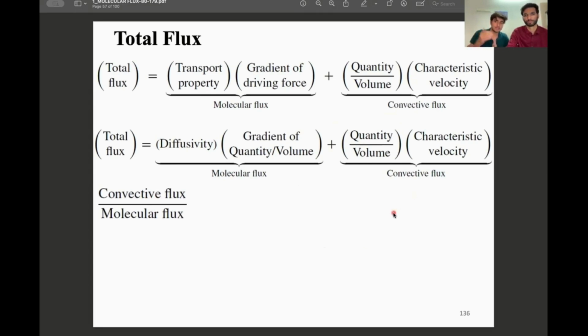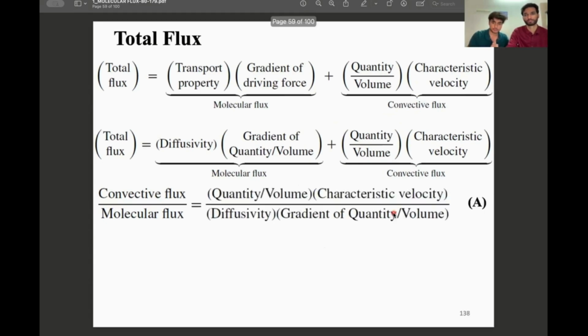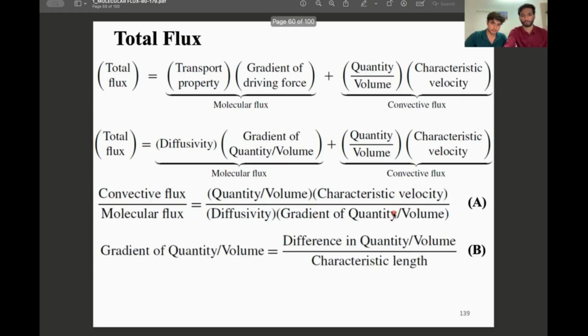Now again, when we take the ratio, we will get some dimensionless numbers. This time we divide convective flux with molecular flux. Just putting out the formulas. Here, the convective flux is quantity per unit volume into characteristic velocity, upon diffusivity into gradient of quantity per unit volume. So let's break down the gradient of quantity per unit volume.